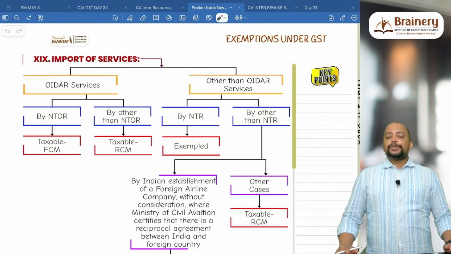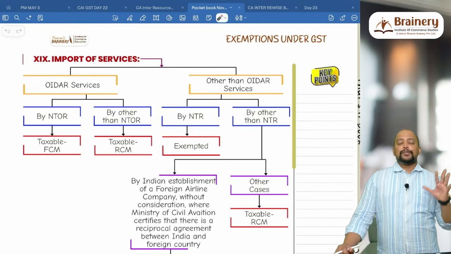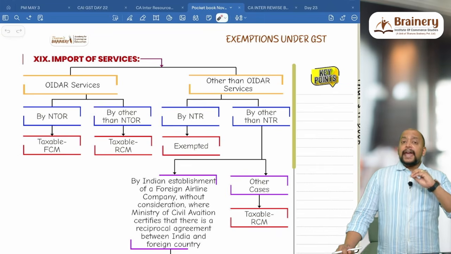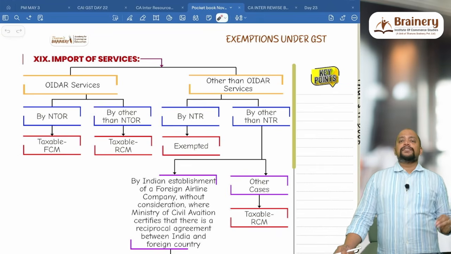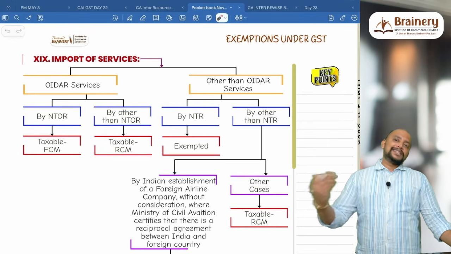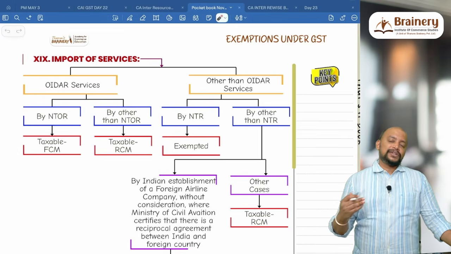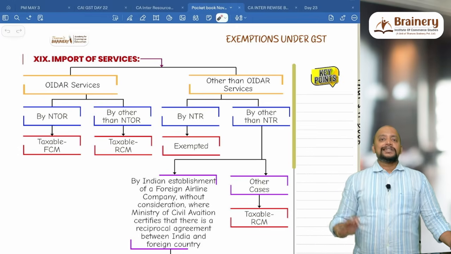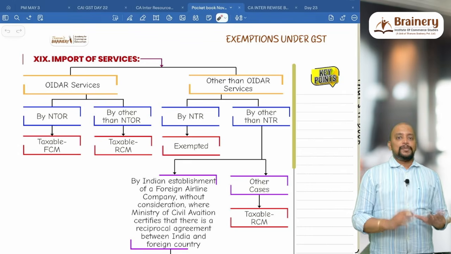The next one is import of services. Import of service is divided broadly into 2, OIDR services and other than OIDR services. Any OIDR service imported will be taxable, but of course we have an exception, that is like import of any service by UN or international organization will be exempted. So leaving that, apart from that, other cases, import of OIDR services will be taxable.